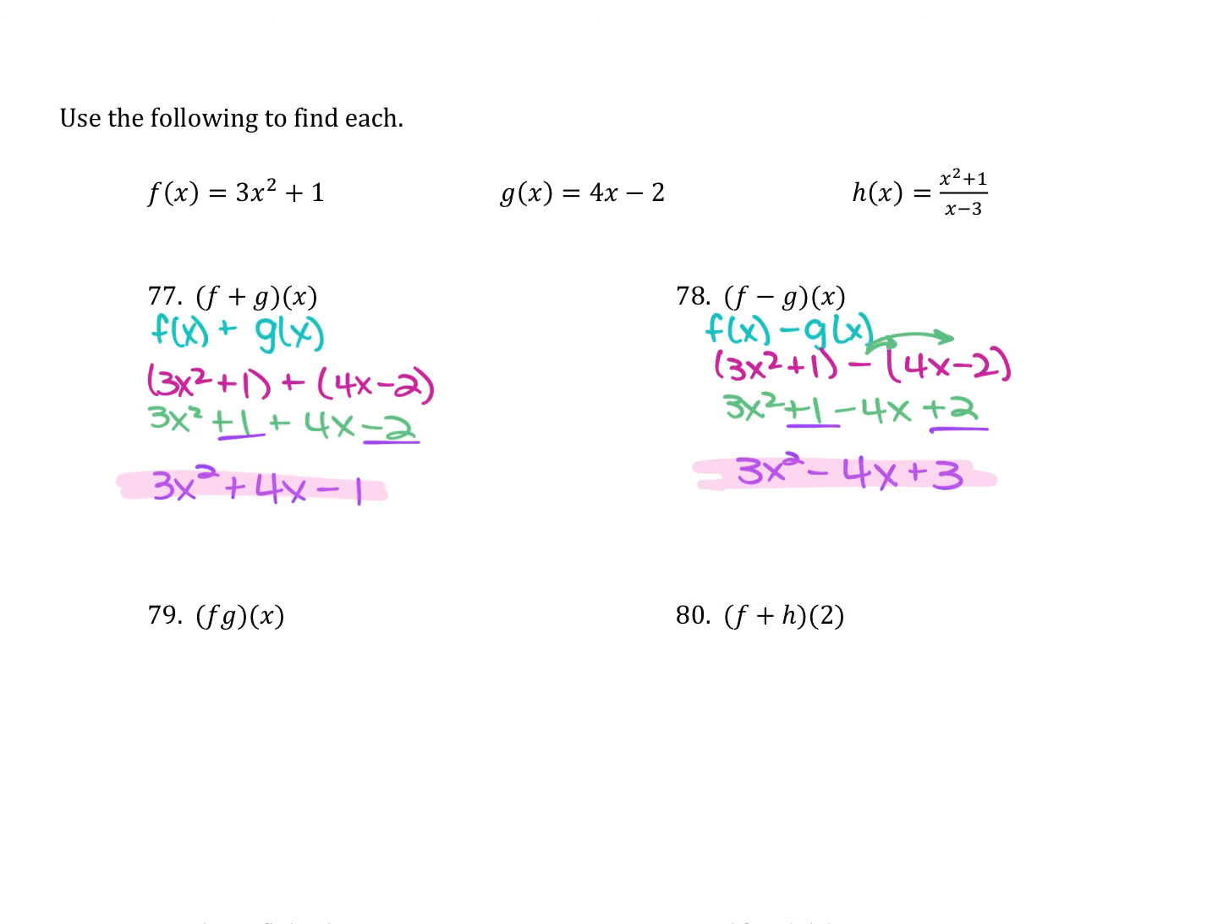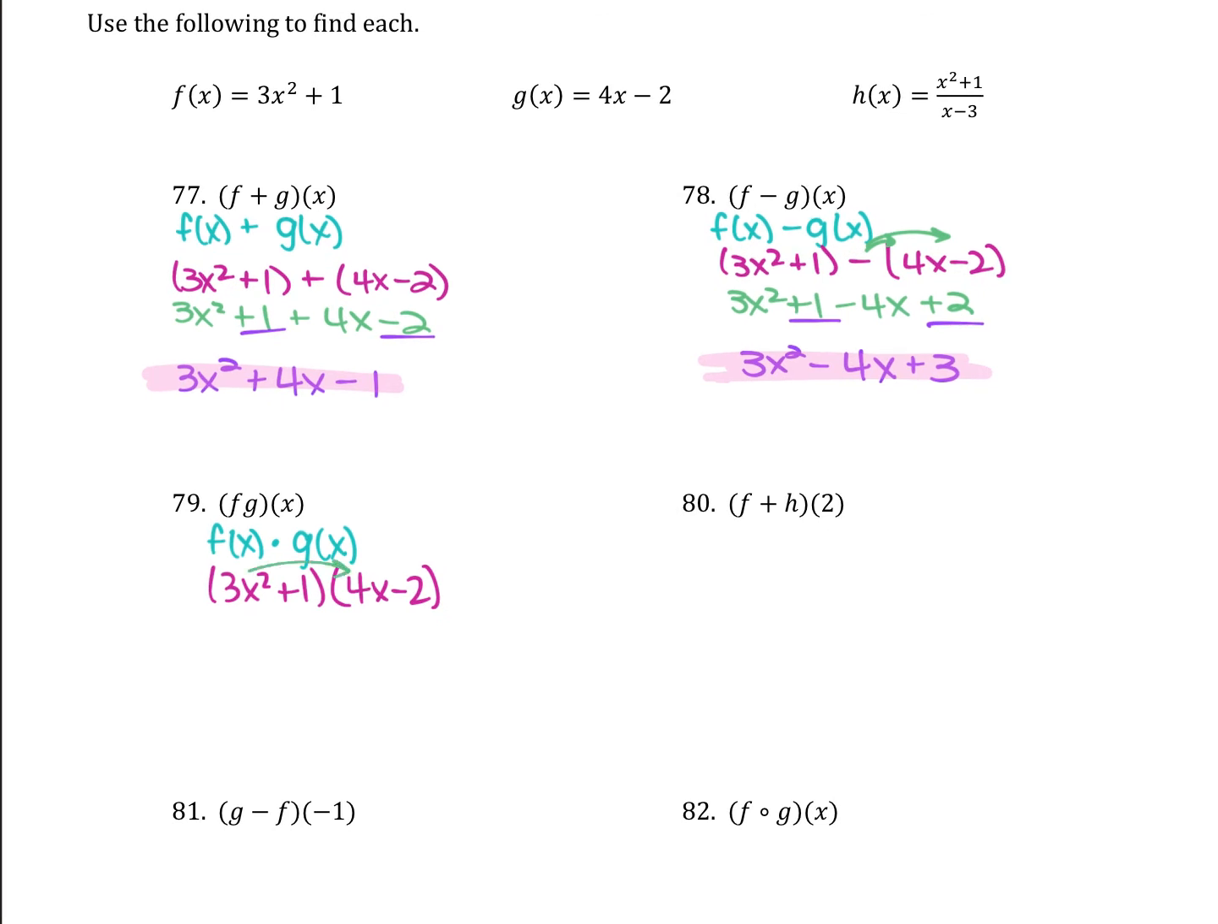For 79, we're doing f times g of x. So that's f of x times g of x. So we're just going to multiply the 2. So we're going to do 3x squared plus 1 times 4x minus 2. FOIL them out. 3x squared times 4x is 12x cubed. 3x squared times negative 2 is negative 6x squared. 1 times 4x is 4x, and 1 times negative 2 is negative 2. You do not have any like terms, so that is your answer.